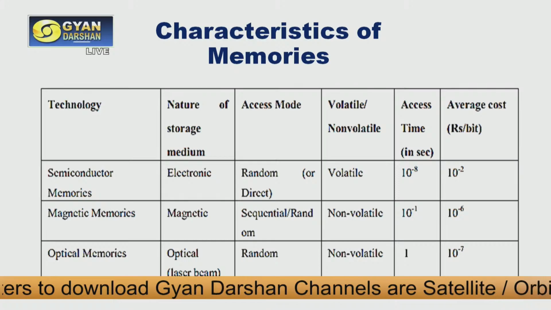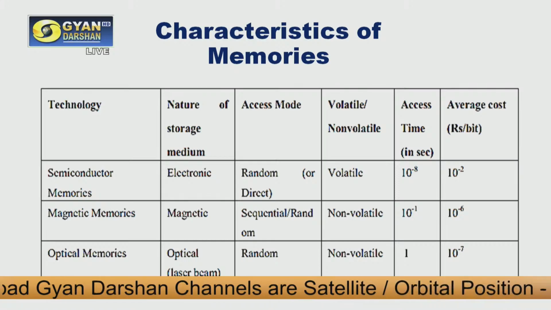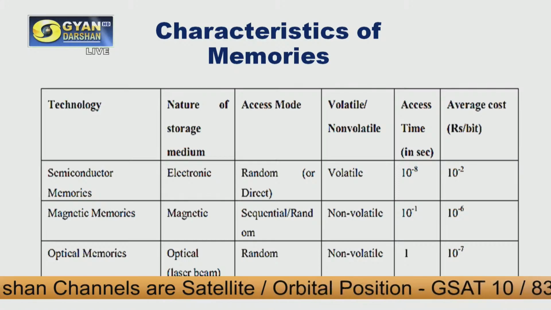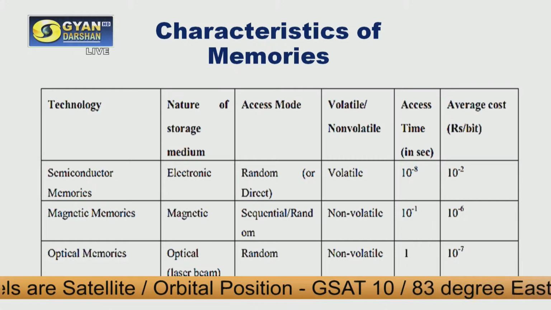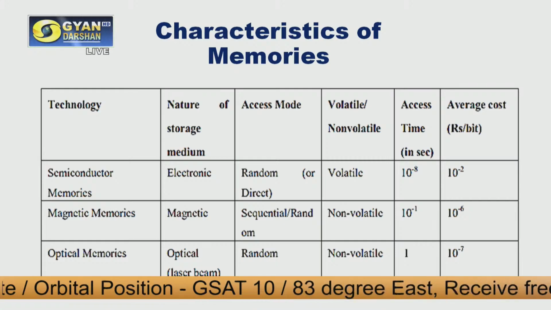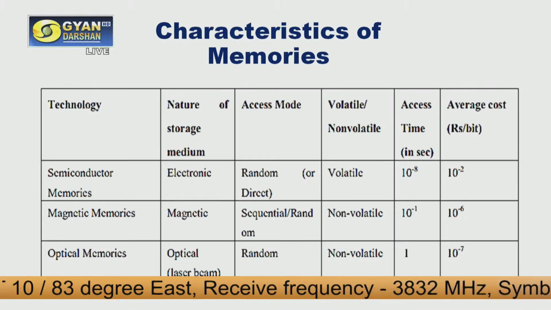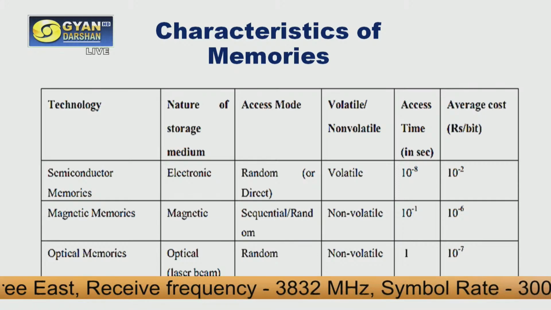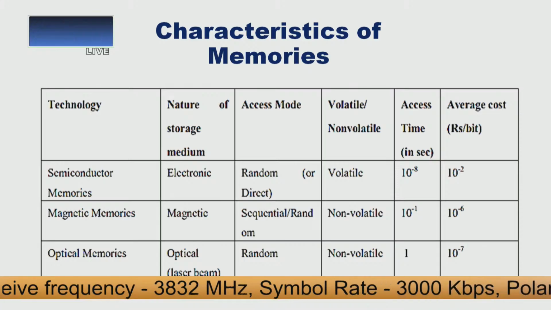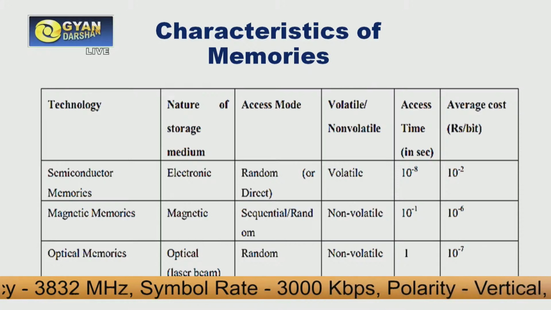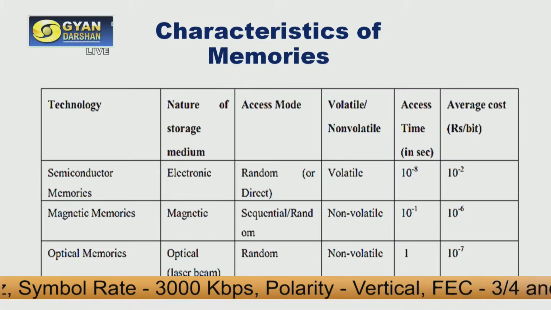They are volatile in nature, their access time is quite low, and their average cost per bit is on the higher side. As for magnetic memories, the nature of storage is magnetic, and they use sequential access. They are non-volatile, their access time is comparatively higher, and their average cost per bit is lower in comparison to semiconductor memories.